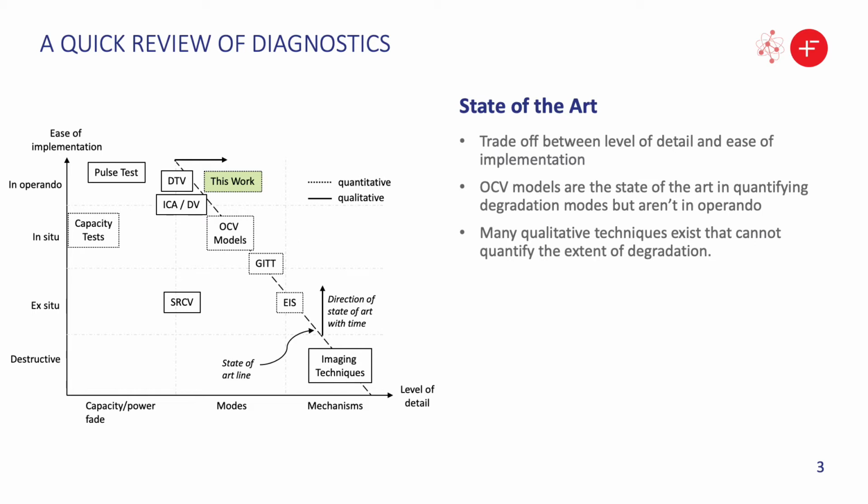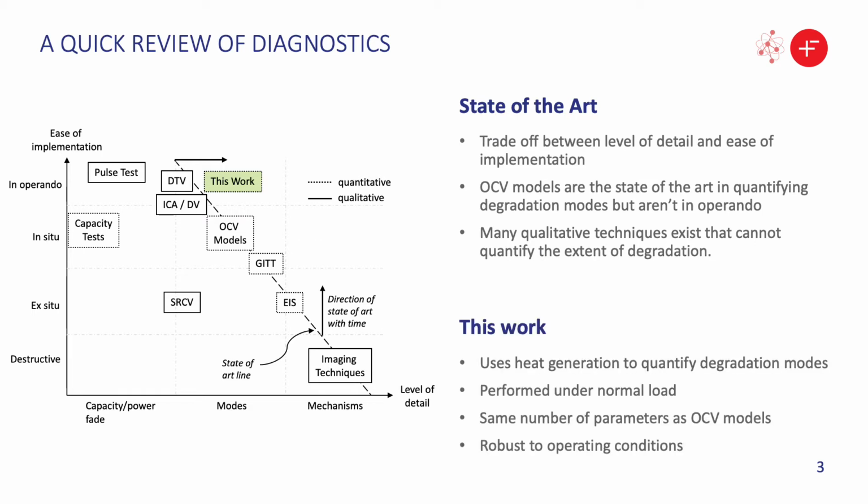OCV models are the state-of-the-art in quantifying degradation modes, but require in-situ conditions. This novel technique uses heat generation to quantify degradation modes under normal load. It has the same number of parameters as OCV models and is robust to the operating conditions such as cell temperature and C rate.